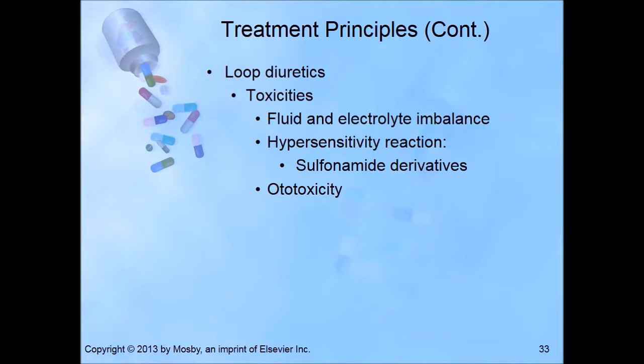The major toxicities related to loop diuretics result from their ability to induce fluid and electrolyte imbalances, hypersensitivity reactions, and ototoxicity. These fluid and electrolyte imbalances arise from excessive diuresis and occur as hypokalemia, hyponatremia, hypomagnesemia, and hypocalcemia. They can also result in hyperuricemia, metabolic acidosis, and elevations in BUN and serum creatinine. Excessive sodium and water losses may lead to volume depletion and hypotension.